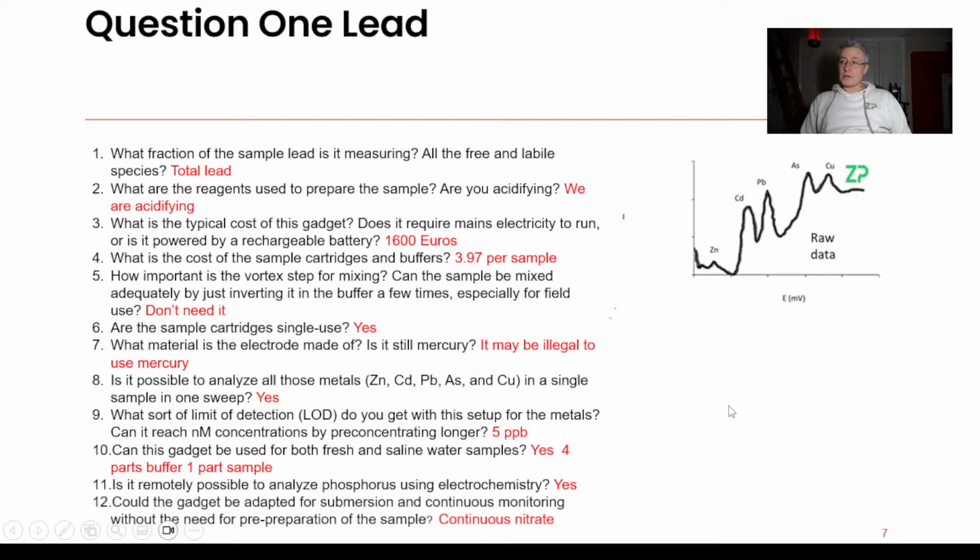And they're also very interested in whether we can do continuous monitoring. The thing is, we can actually do continuous monitoring of things like nitrate. In fact, we're doing a lot of work on nitrate.